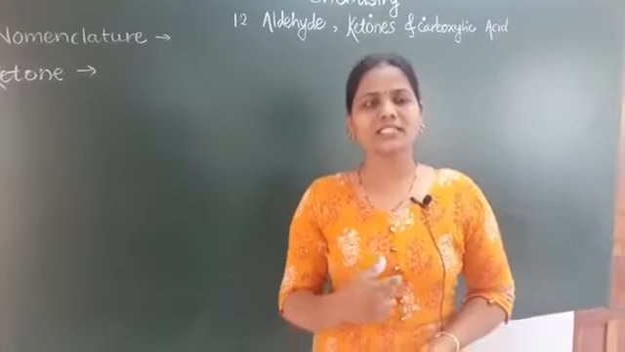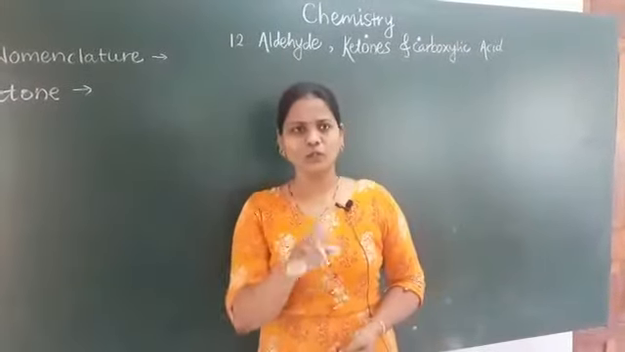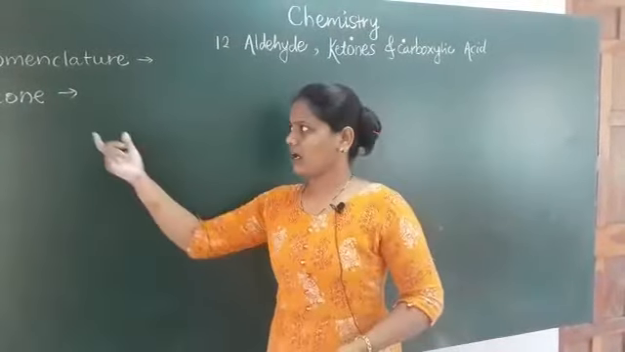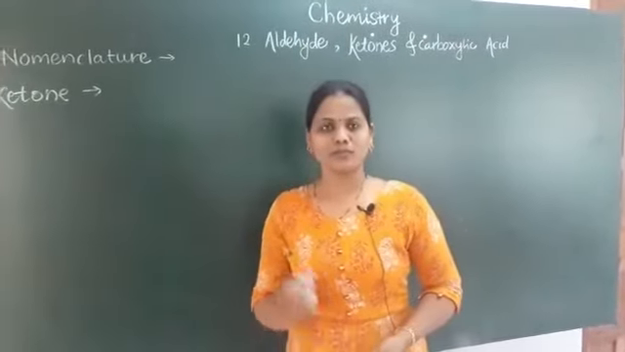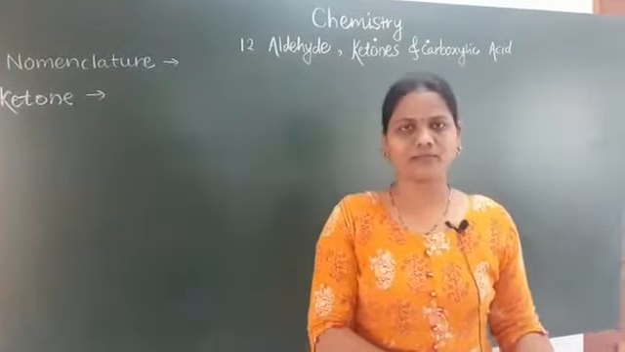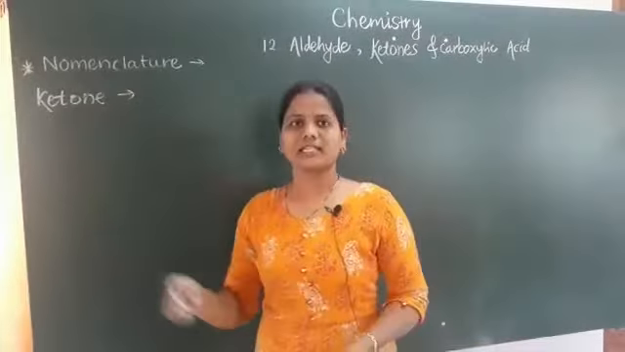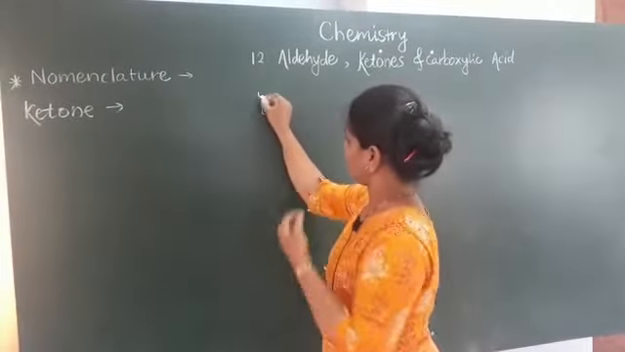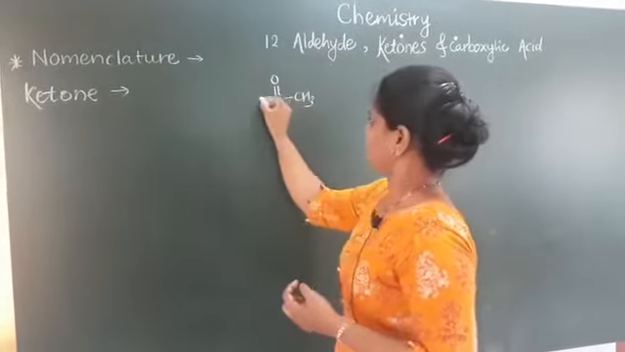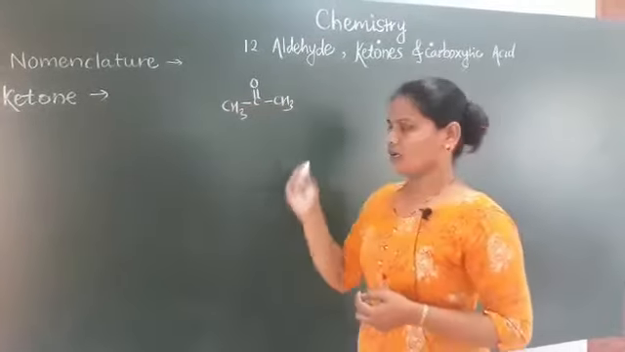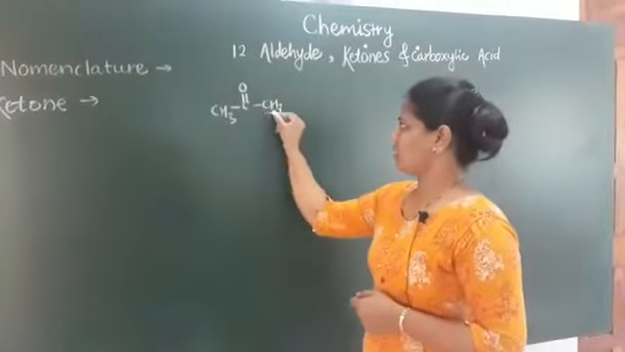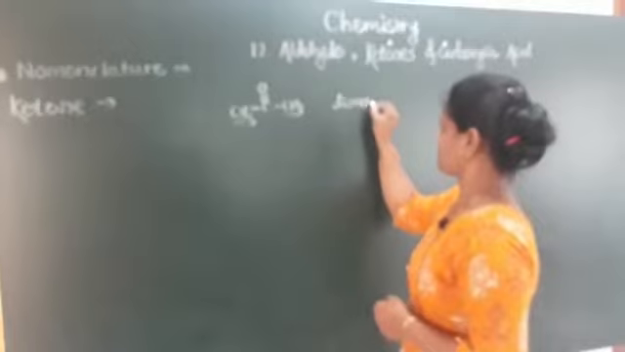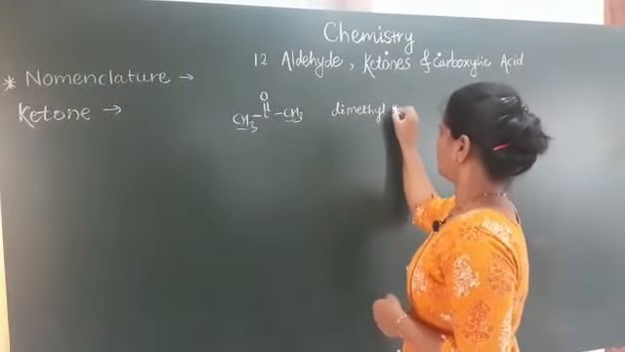Now to write the trivial name of ketone, there are two simple rules. First one, whenever you are writing the trivial name of ketone, the alkyl group is taken as a prefix and the whole word ketone is taken as a suffix. For example, suppose CH3 C double bond O CH3. We want to write its name. Here two methyl groups are there, so the name is dimethyl ketone.